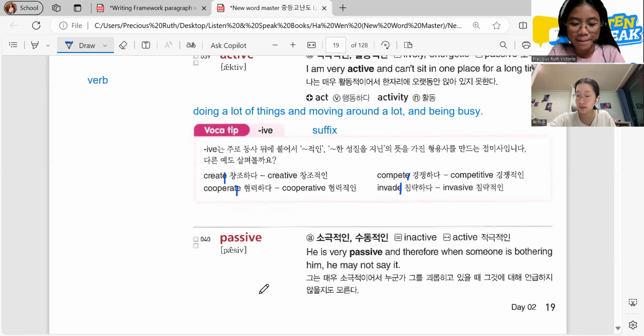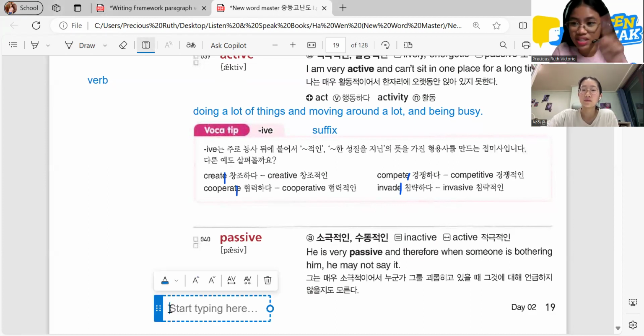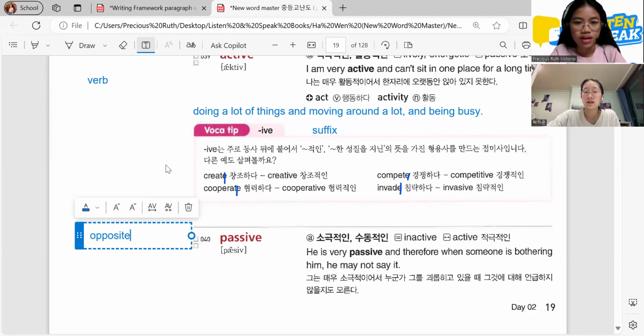He is very passive, and therefore, when someone is bothering him, he may not show it. Okay, so passive is, are you passive? Passive is the opposite of, when you say opposite, it's the other way around, right? Opposite is, it's the other way around. Let's just use Papago. Do you get what opposite is?